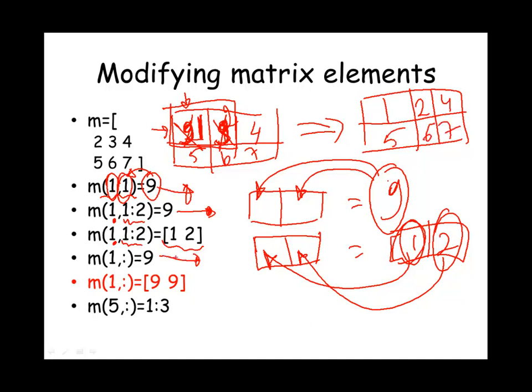In the next example, we are referring to the first row and all columns. So we are referring to the top row, which contains 3 elements.